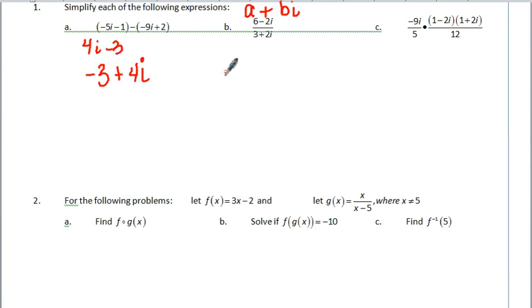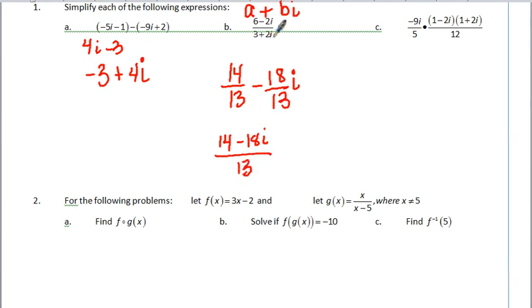The second one, your answer was 14 over 13 minus 18 over 13i. And again, a lot of you may have had this answer all over 13, but you have to separate and write your real number minus your real number times your imaginary.